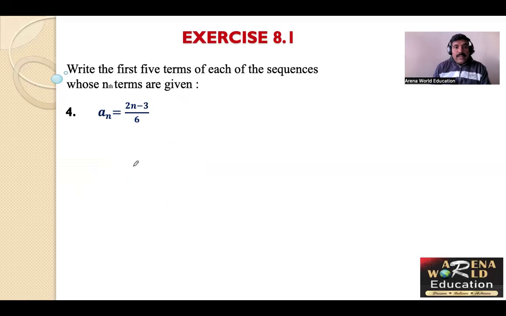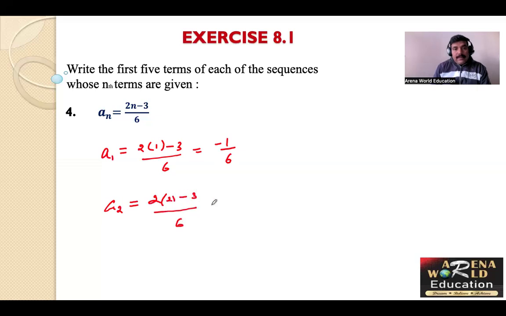So now moving to next question. Same type, an is equal to 2n minus 3 upon 6 is given. So yes, a1 will be what? 2 into 1 minus 3. So this will be what? 2 into 1 minus 3 divided by 6. So this will be 2 minus 3, minus 1. So minus 1 upon 6. So now coming to A2. So A2 will be what? 2 into 2 minus 3 divided by 6. So 4 minus 3, 1, and it will be 1 upon 6.